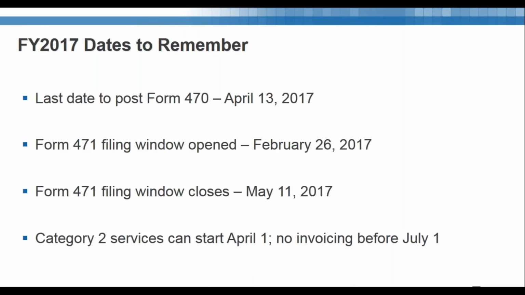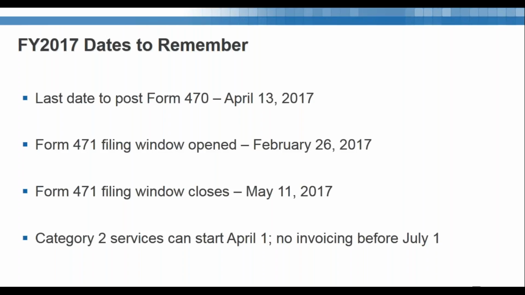So let's just go over some funding year 2017 dates to remember. And remember, this funding year 2017 starts July 1st of this year and goes to June 30th of 2018. The last date for school districts or schools to post Form 470 is April 13th of 2017. So make sure that you're keeping an eye on new Form 470s that are posted, because those are new opportunities for you to bid on.